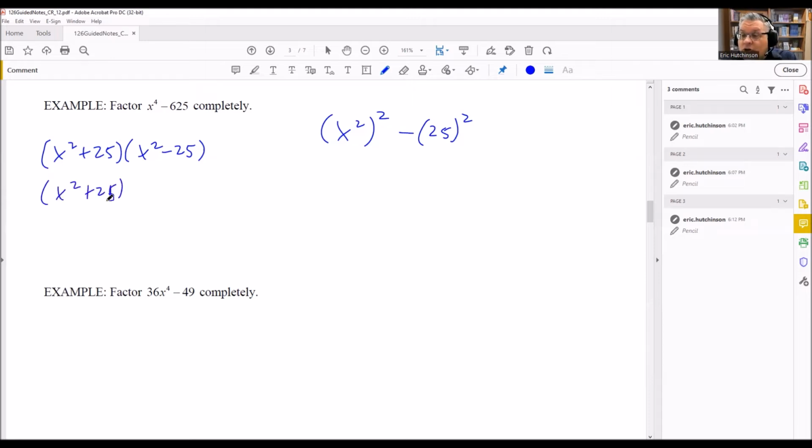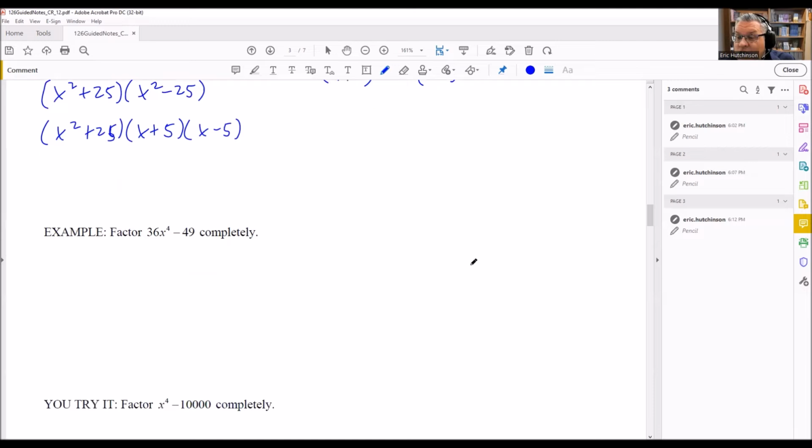So we're going to do x squared plus 25 here. And this one, 25 can be written as 5 squared. So we have x plus 5 and x minus 5. That now would be fully factored because we're not able to factor that x squared plus 25 again. So we really factored twice on this problem. Okay, so let's do the same thing for the next one.